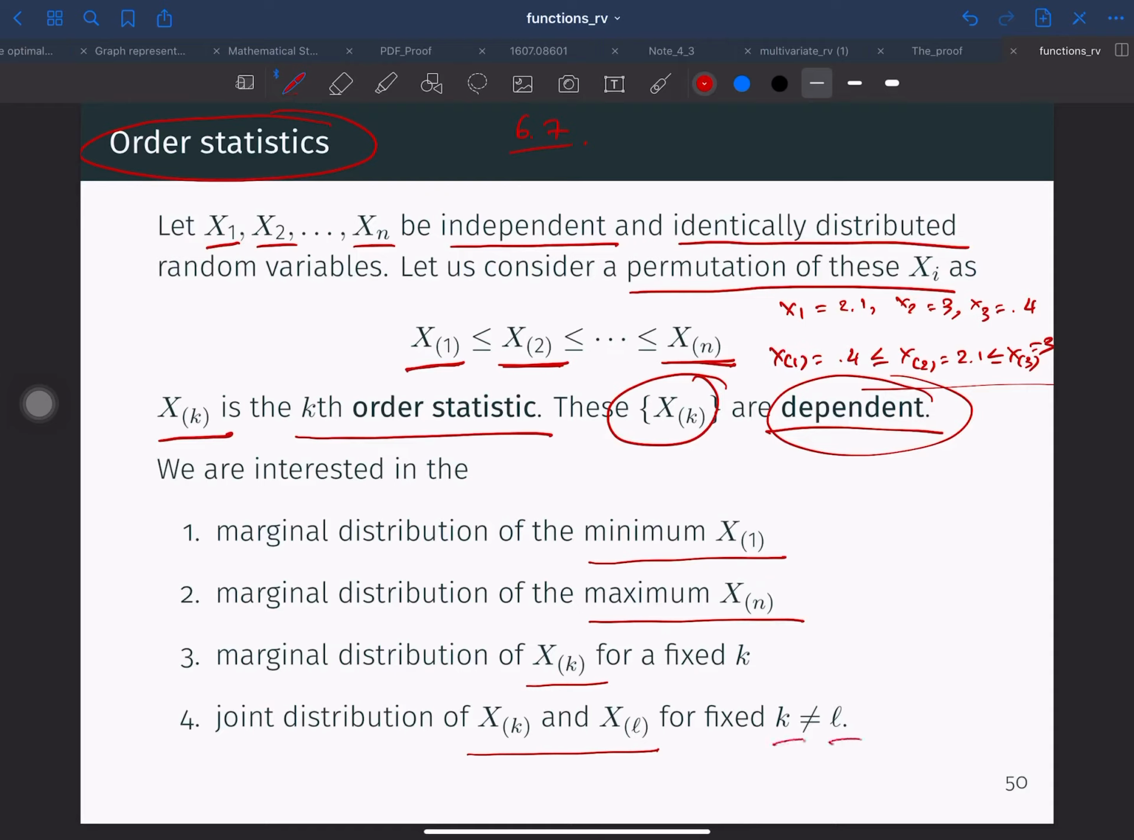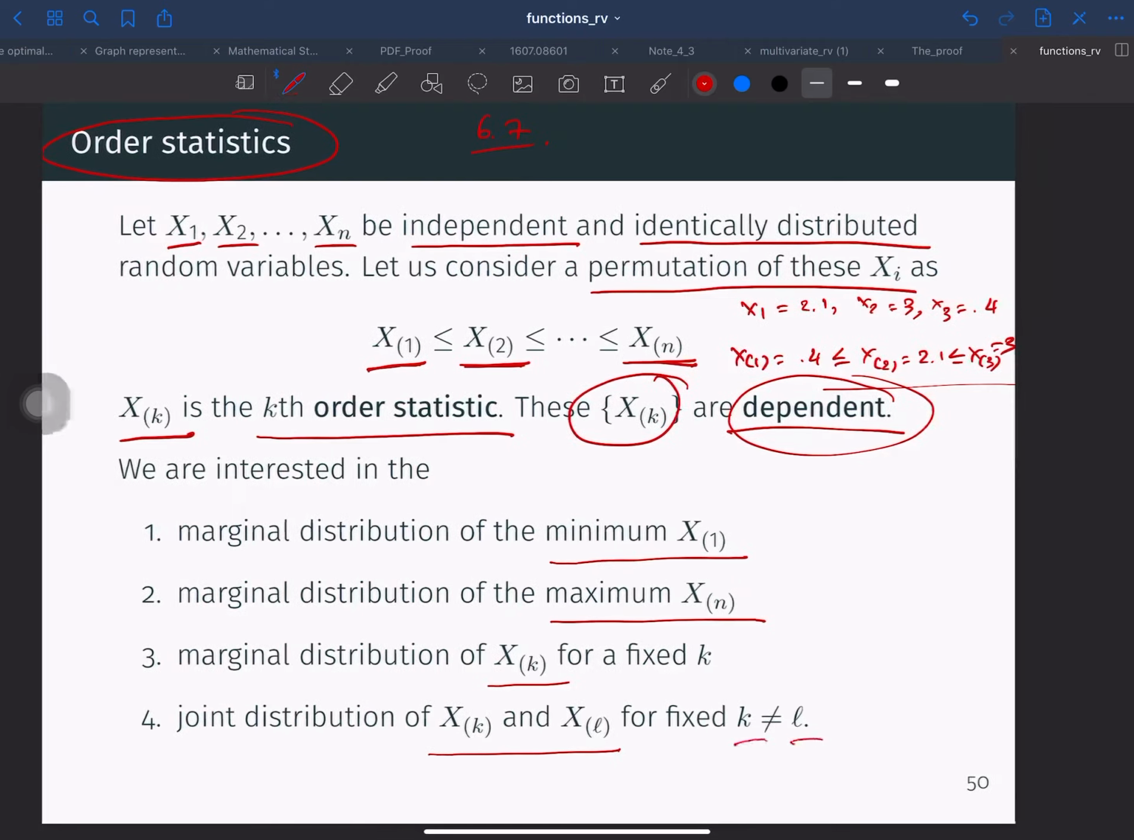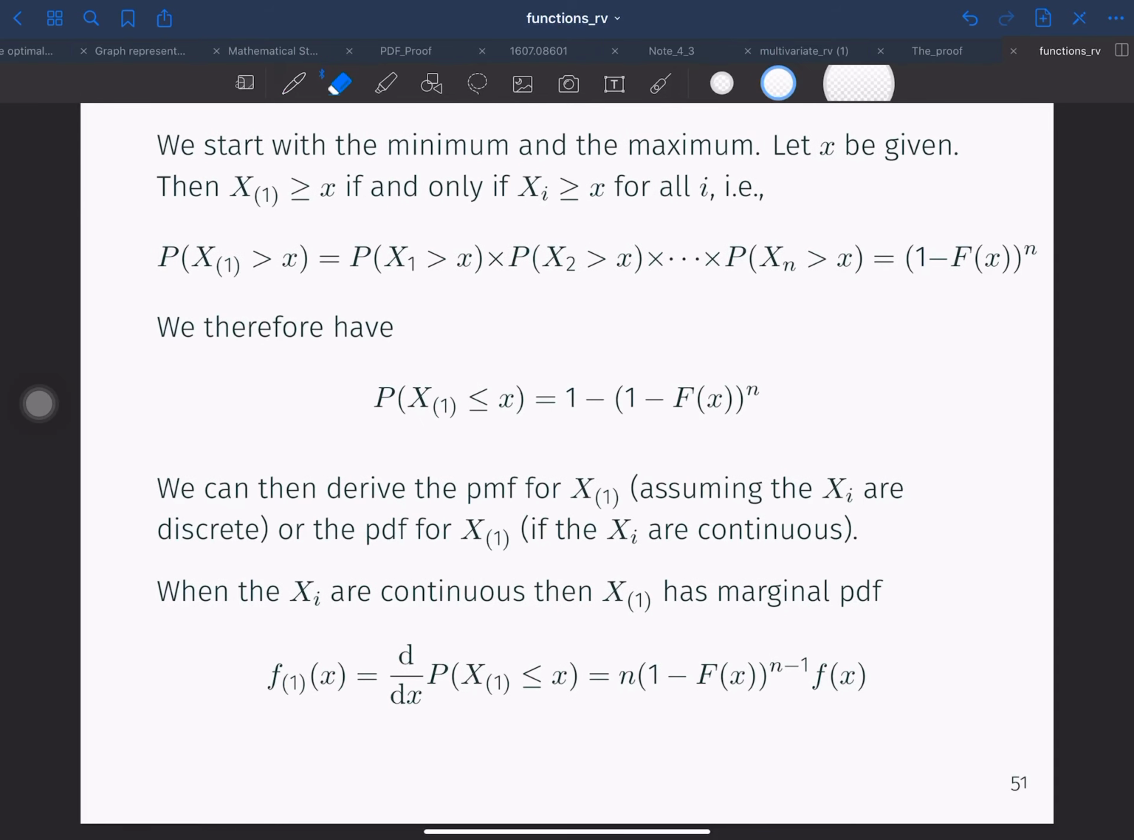So let's start with the most elementary, the minimum and the maximum. Let's derive the CDF for the minimum and the maximum. It goes as follows. I give you x. Then the minimum is bigger than x if and only if all the values are bigger than or equal to x. Because if the minimum is bigger than x, then obviously all the other values have to be bigger than x. Otherwise, if one value is less than x, that value will be the minimum.